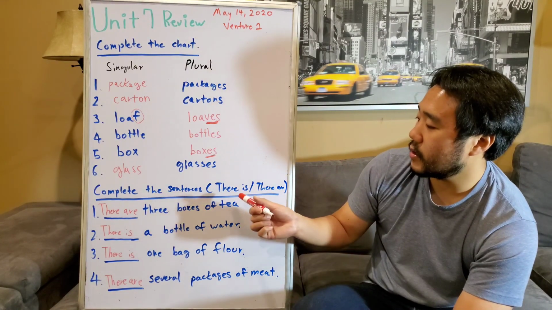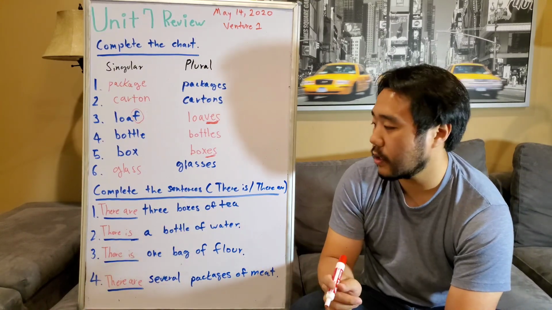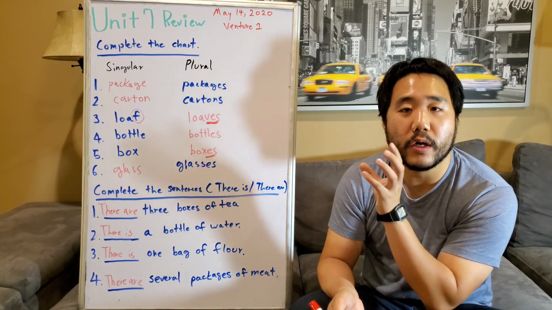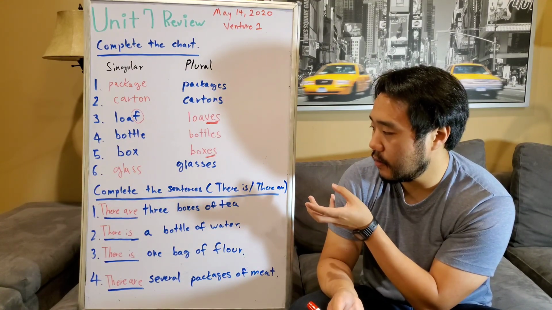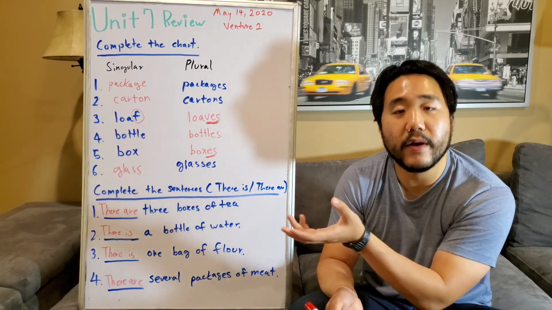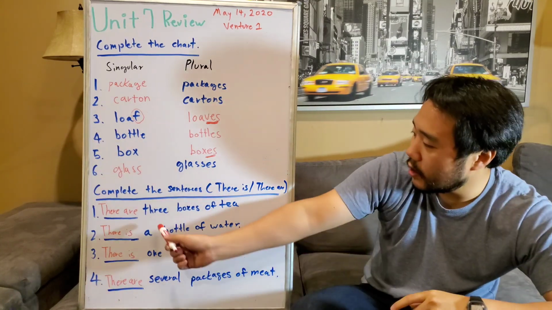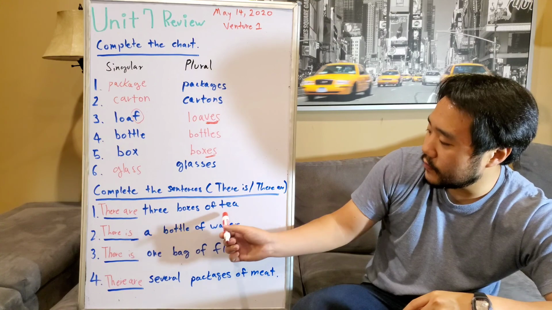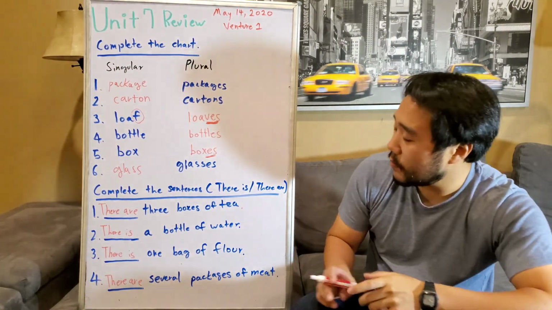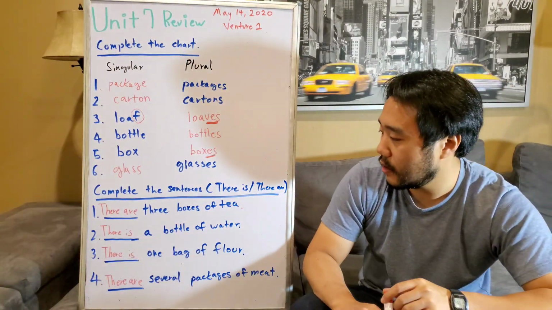And then complete the sentences using there is, there are. So here, the most important thing is we need to see what kind of nouns we're dealing with, and then we need to look at the quantifier. If they're using a specific number, if it's just one thing or many things. So here we have 3 boxes of tea. Oh, I forgot a period. 3 boxes. So it's more than one. Then we have to say there are 3 boxes of tea.